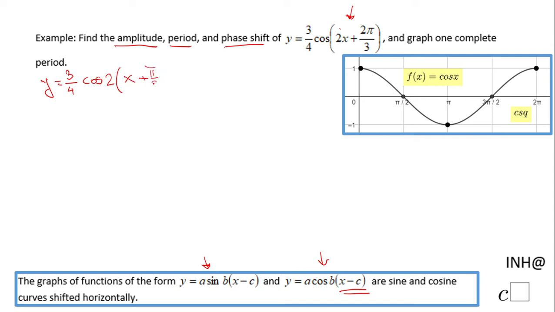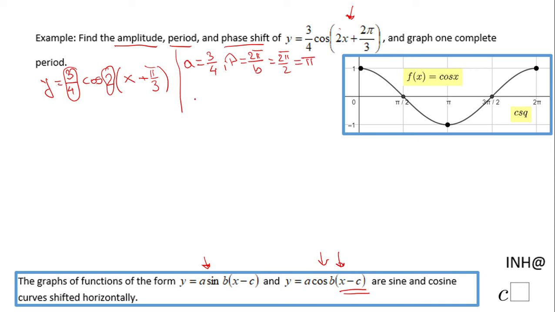Double check if you are not sure. Multiply, use the distributive property, and see if you get what is inside of the parentheses. So now we have this form, which looks like this one. We can read all the features we need. We can read the amplitude. The amplitude is this number in front of the cosine, 3/4. Then the period of this function will be 2 pi over b, and b is this 2. So we have 2 pi over 2, and that will be just pi.